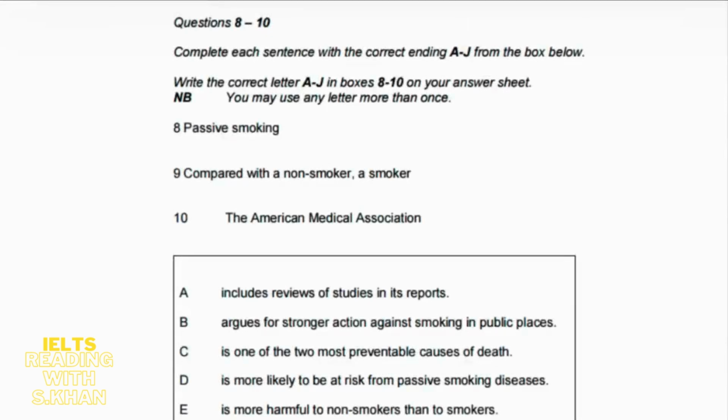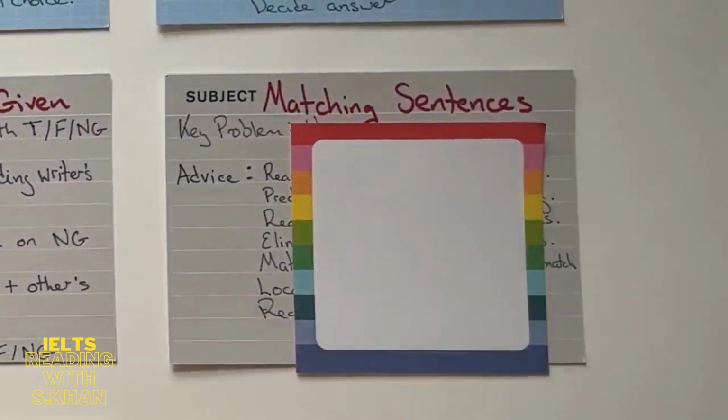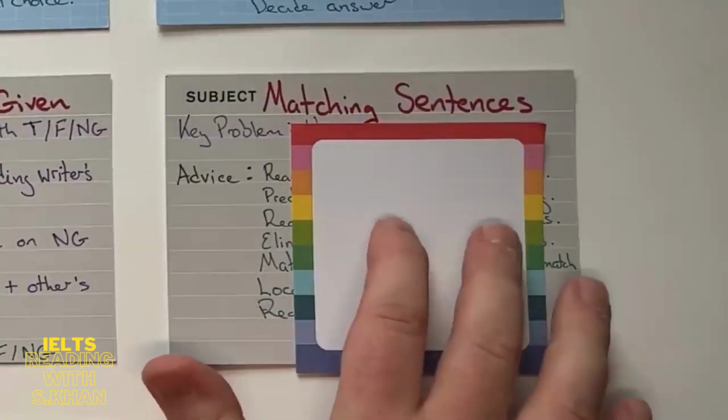Matching sentences, this is another quite rare question, but you might get it and you should be aware of it. It is sometimes called matching sentence endings. What will happen is you will get the beginning of a sentence and then you'll be given a list of sentence endings and you have to match the beginning of the sentence with the end of the sentence. So matching sentences, this is quite a rare question, but you should be aware of it anyway.